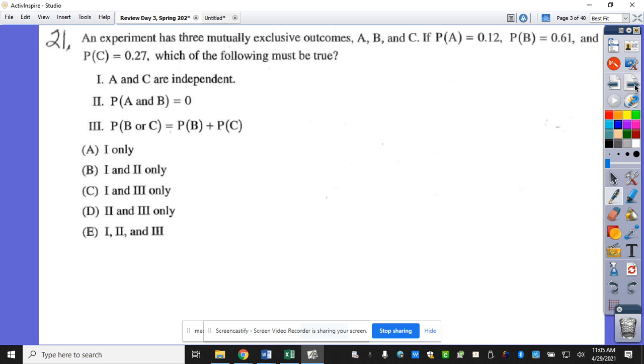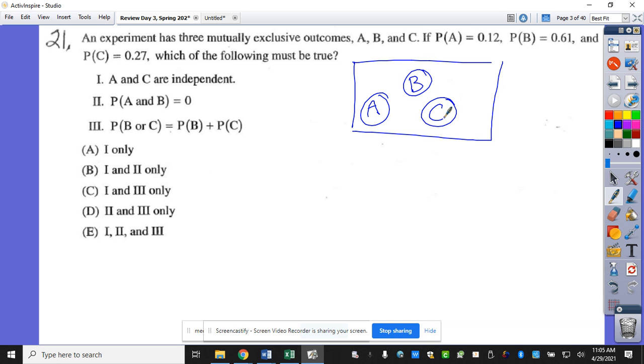Alright, so 21, a little bit concerned that this was problem number 3. Mutually exclusive outcomes. Okay, so that's what it means to be mutually exclusive, because they don't overlap. You can't be both at the same time. So let's go easy ones. If they are mutually exclusive, can I be both at the same time? No. So is the probability of A and B 0? Yes. I can't be both at the same time, so the probability of me getting both at the same time is 0.